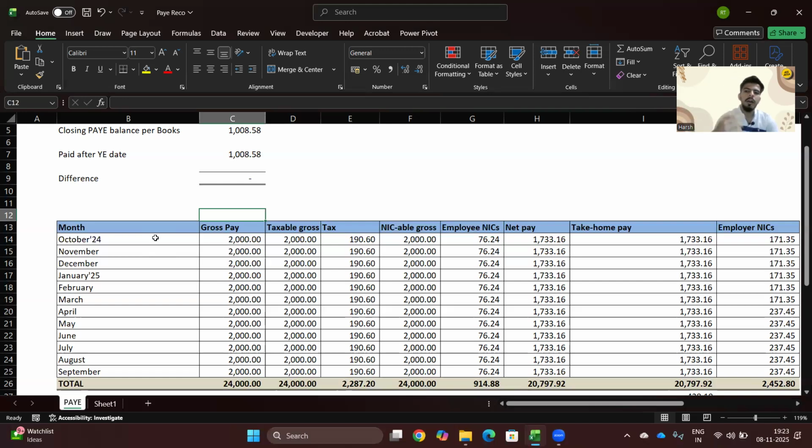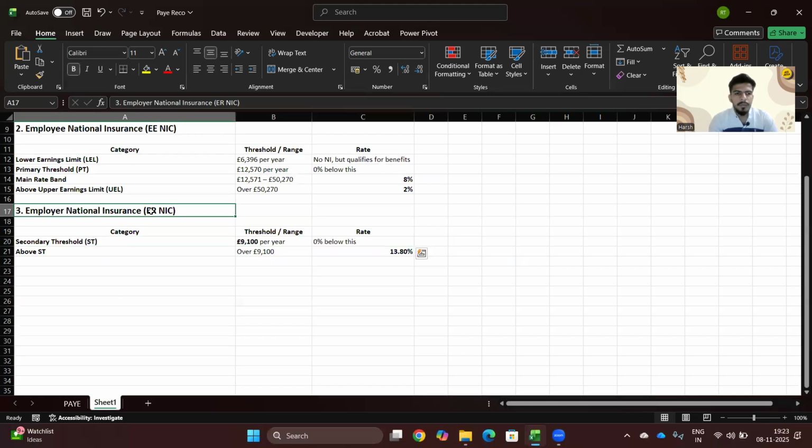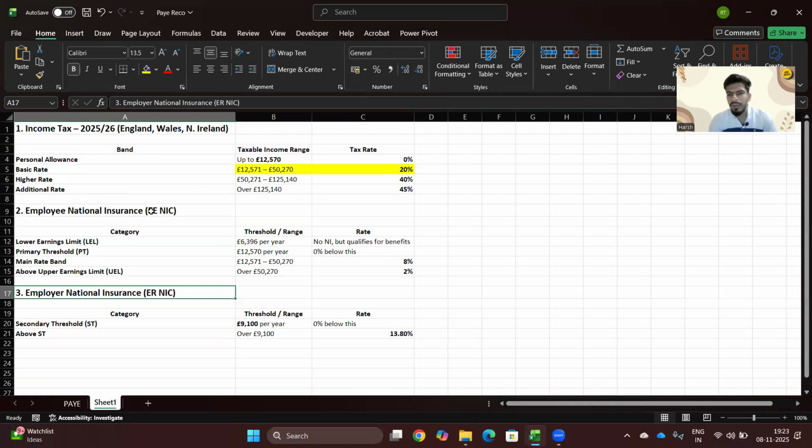Over and above, we are going to talk about how we calculate the tax liability. As you know, we have bands in the UK. We have different bands for different levels of income. If I talk about the income tax for 25-26, you have a personal allowance up to 12,570. From 12,571 to 50,270, you have the basic rate. And then after that, the higher rate and additional rate at 40% and 45%.